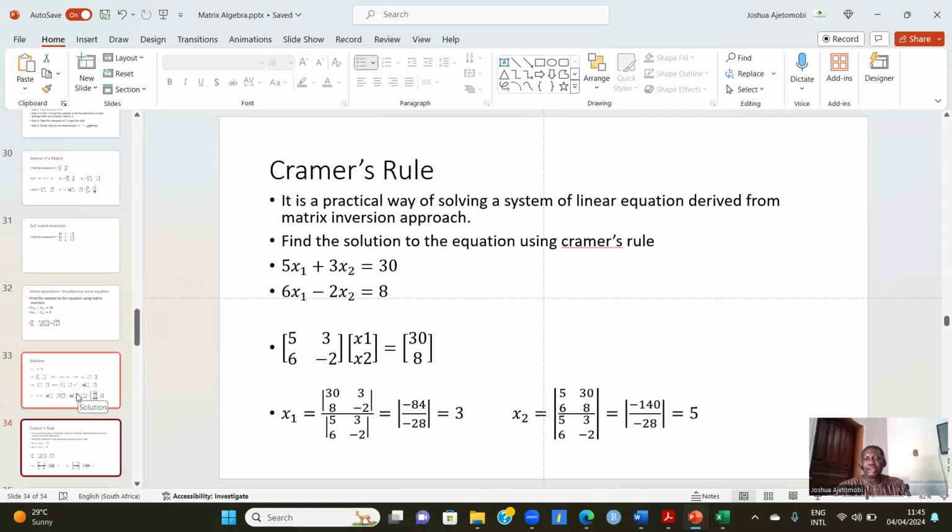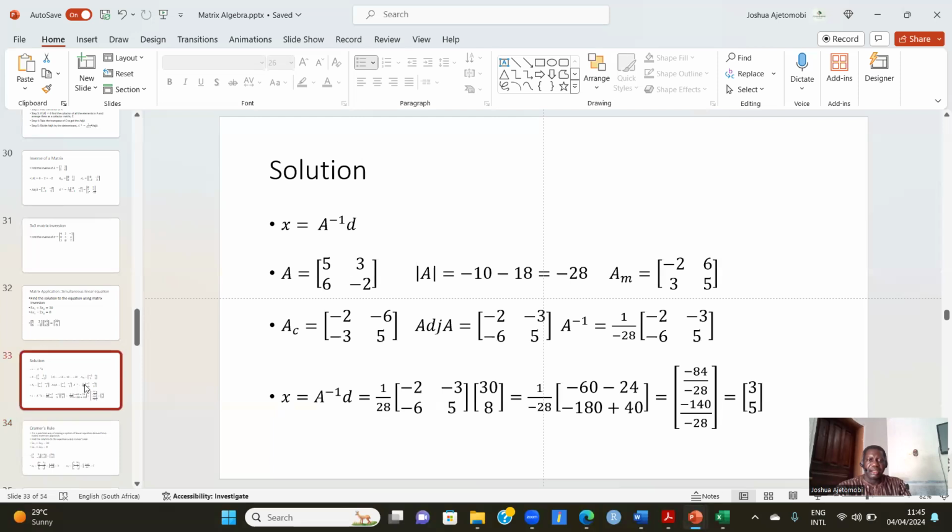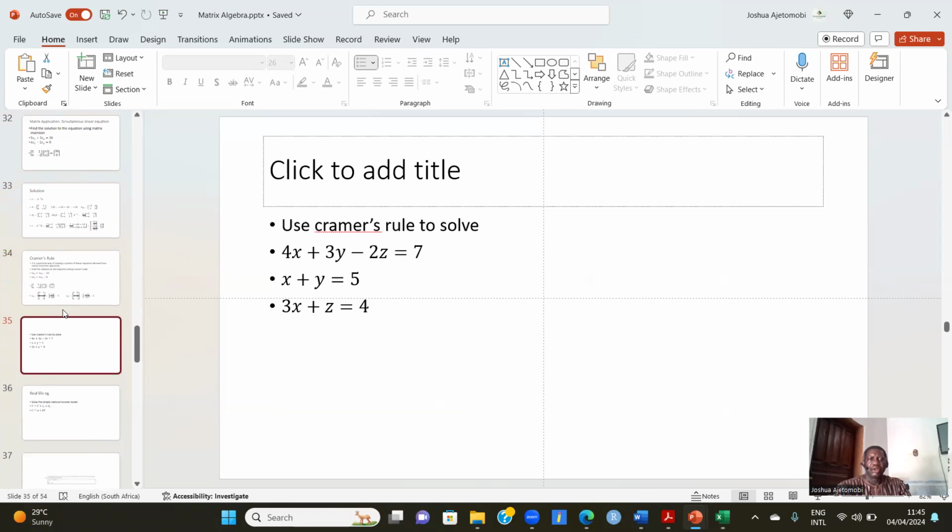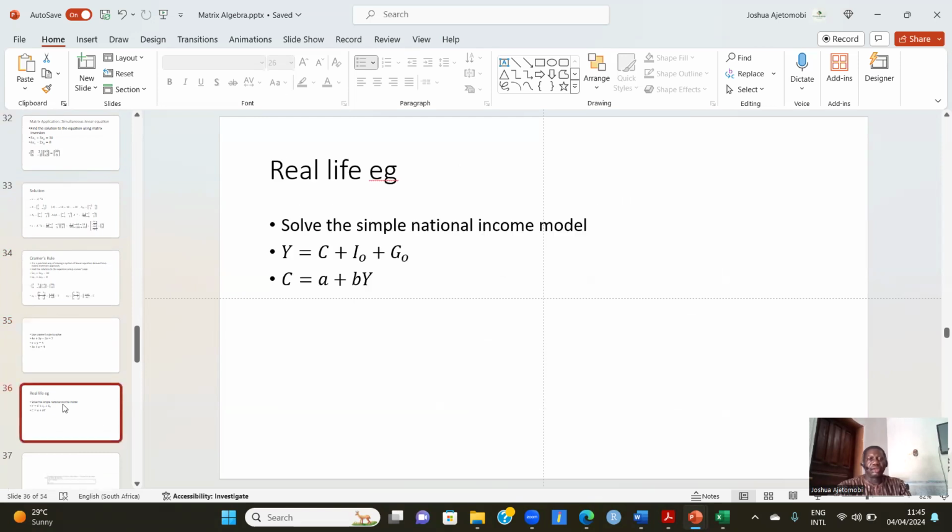But that is not to say that we cannot test your knowledge of how to solve the problem using matrix inversion in your test or examination. Okay, so try to solve this problem. Again, please try to solve this real life problem.